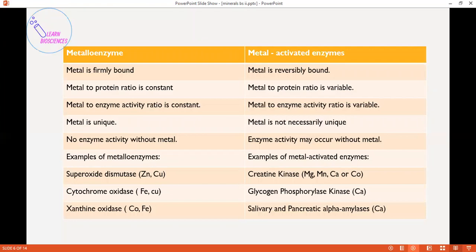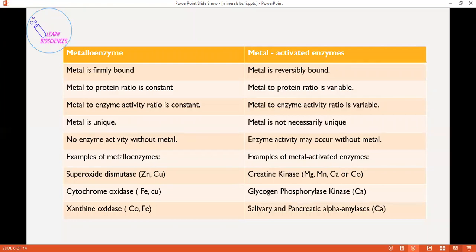in a metalloenzyme, the element or the mineral is firmly bound, but in a metal-activated enzyme, the mineral is required for some time when the enzyme is about to work. As soon as the work is ended, the mineral detaches from the enzyme. So here we can clearly say that the metal-protein ratio is always constant in metalloenzymes but not in metal-activated enzymes.